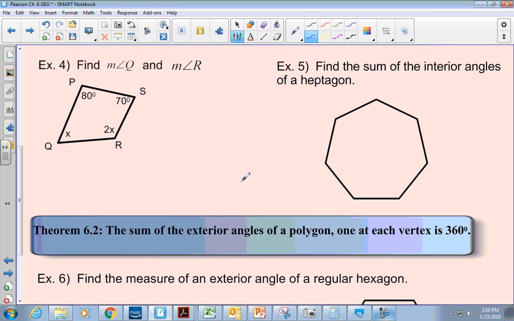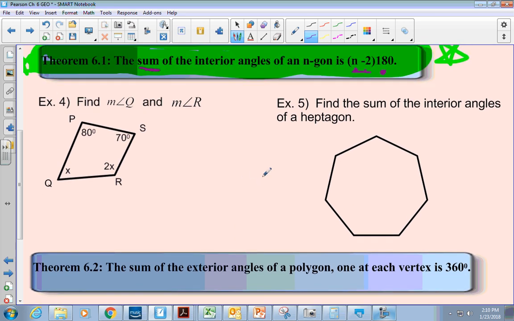So here is where we do the work on this. Find the measure of angle Q and angle R. So this is a 4-sided figure, so n is equal to 4. So it's going to be 4 minus 2. Figure out what that is and times it by 180.